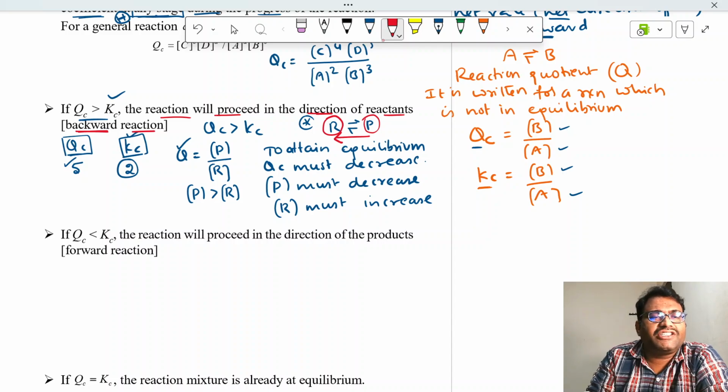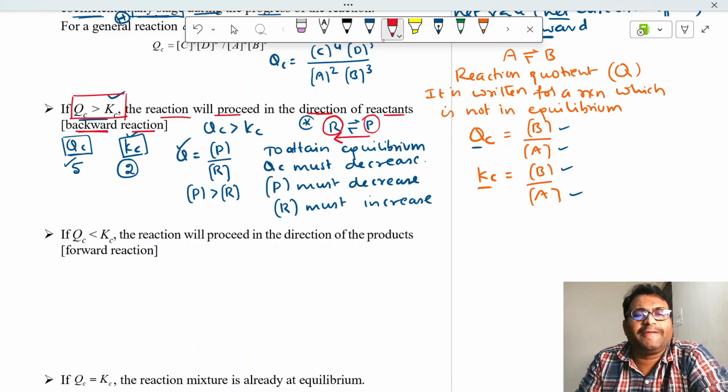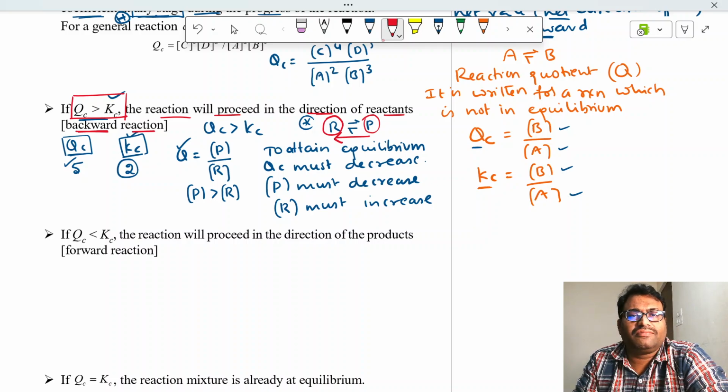Okay. So the condition you need to remember, when Qc is greater than Kc, the concept must be understood. All the things we cannot remember, but the concept we must remember. This is very important from the examination point of view. If Qc is greater than Kc, this is written for a reversible reaction. The final destination of a reversible reaction is to attain equilibrium. As Qc is written for a reaction which is not in equilibrium, as it has to attain equilibrium, its value must decrease. If it has to decrease, product concentration must decrease and reactant concentration must increase. If it has to happen, the reaction must move in backward direction. So the net direction of the reaction must be in backward direction.